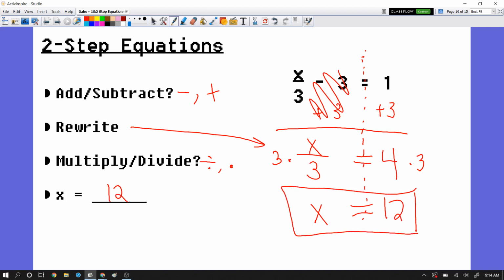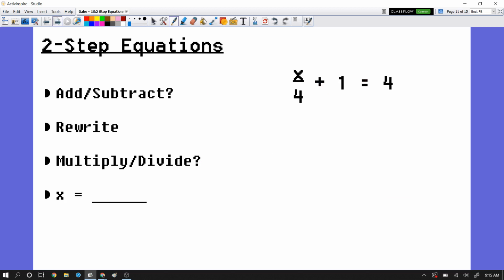By no means am I saying this is difficult or that it's easy. I'm saying that we're establishing a format so we can build from it. 12 divided by 3 is 4, minus 3 is 1. All right, go ahead and give this a go.